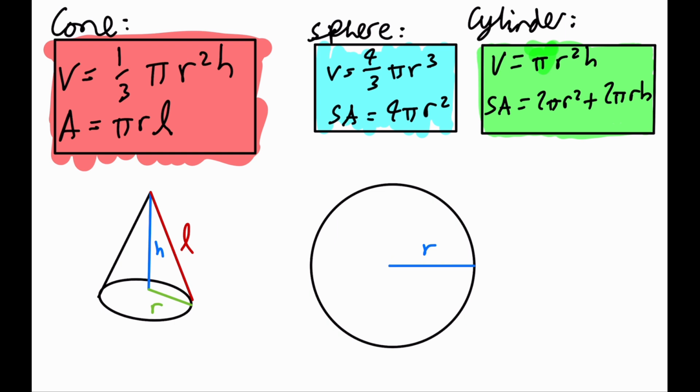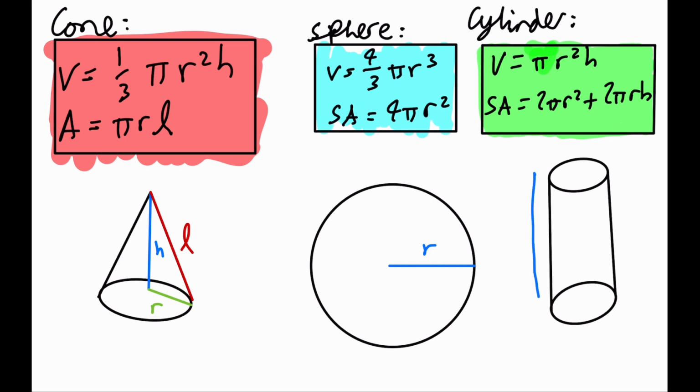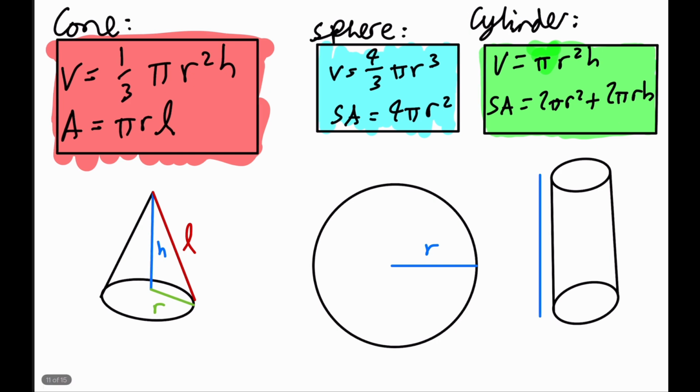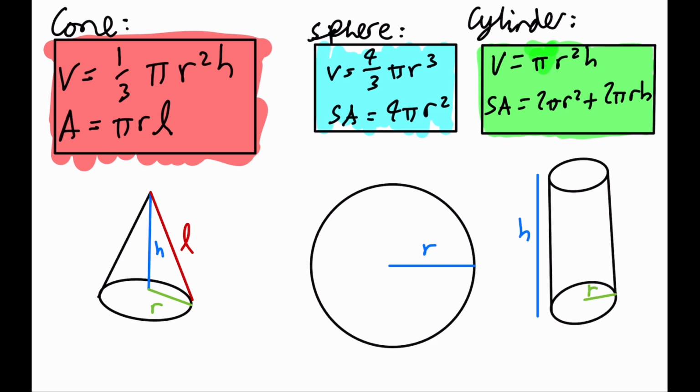And for a cylinder, you would have two circles, one at the top and one at the bottom, connected like this, where this is the height and this is the radius. And then we get all these equations.